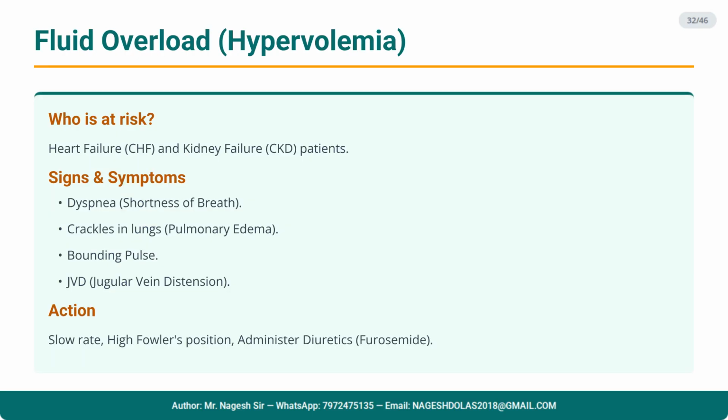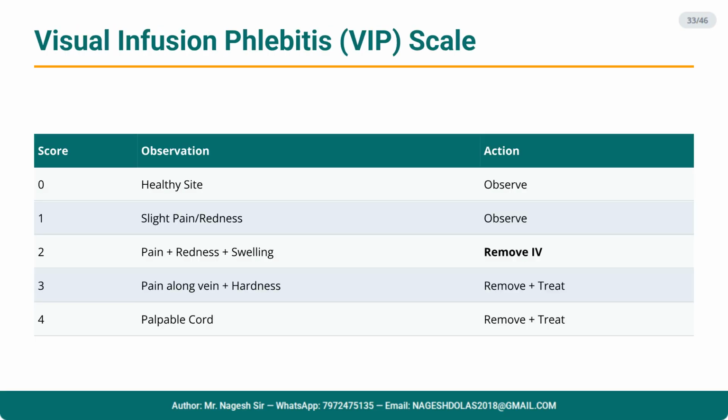Fluid overload, or hypervolemia, is a risk for patients with heart or kidney failure. Signs include dyspnea, crackles in the lungs, and jugular vein distension. The action is to slow the IV rate, position the patient in high Fowler's, and administer diuretics. The Visual Infusion Phlebitis, or VIP scale, is used to grade the severity of phlebitis, ranging from 0 for no signs to 5 for advanced thrombophlebitis.